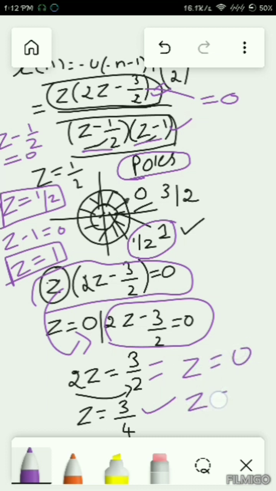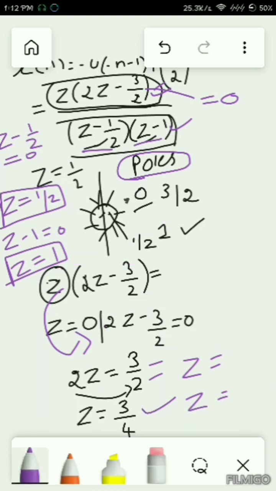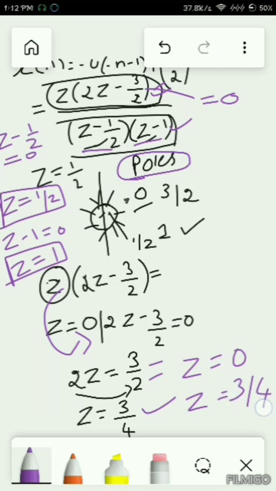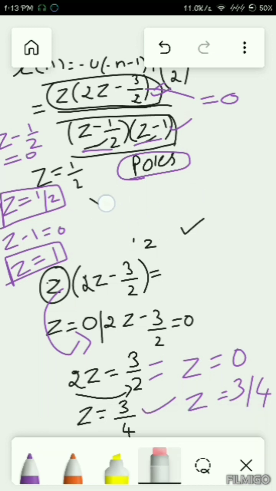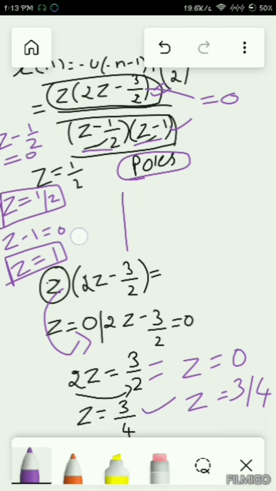So this is the resultant, and we got z is equal to 0, z is equal to 3 by 4, and we just plotted over here, right? Just a second, the diagram got erased. I'll redraw the diagram again. So see here, this was my diagram, right? I'll redraw it, so let me erase this.